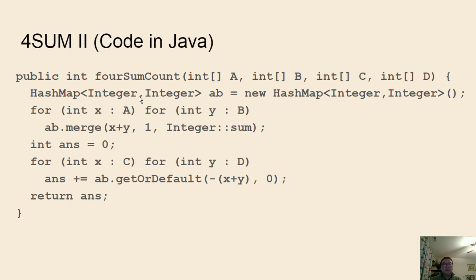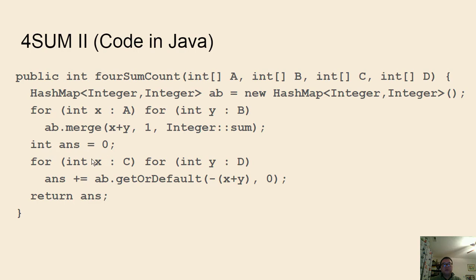So this is my code in Java. Given A, B, C, D, I use a hash map which stores all the intermediate results from A, B. So this maps each number to the number of ways to get it. We just loop through all elements in A, all elements in B, and then use this merge function to add 1 to the value corresponding to the key x plus y.